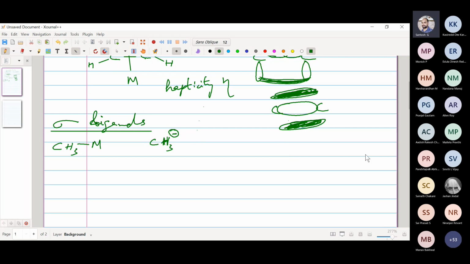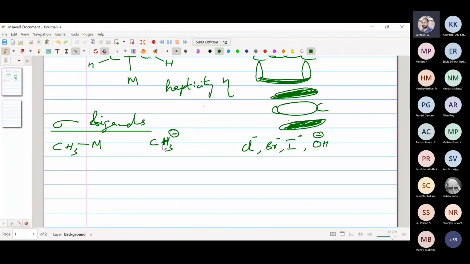Now in your coordination chemistry, you have studied anionic ligands. For example, you have chloride, bromide. These are very classical anionic ligands, OH minus, and they donate their electrons to the metal and form a bond. Something similar to that can be viewed here, even though the bond between the carbon and metal is slightly more covalent than what you would expect in a coordination compound.